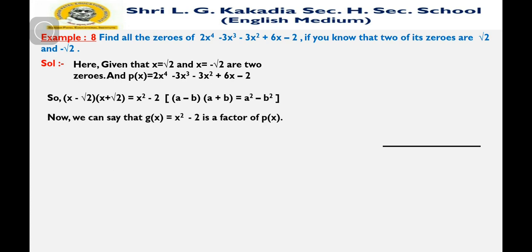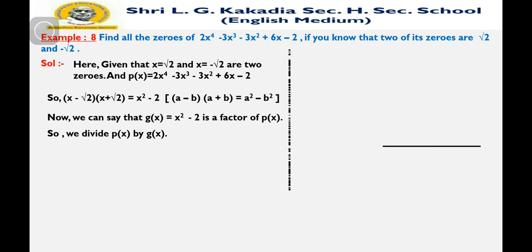So now we can say that g of x, which is x square minus 2, is a factor of p of x, because root 2 and minus root 2 are two zeros of x square minus 2 and it is a factor of p of x. So we can say that x square minus 2 is a factor of p of x. So we divide p of x by g of x.